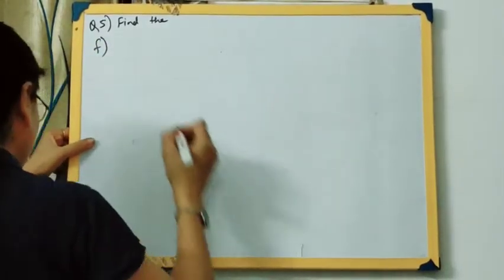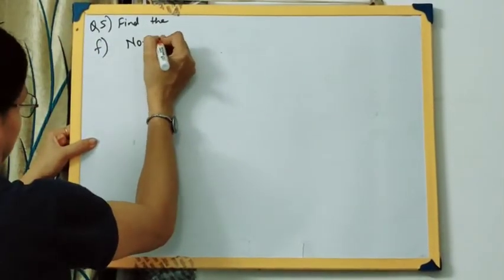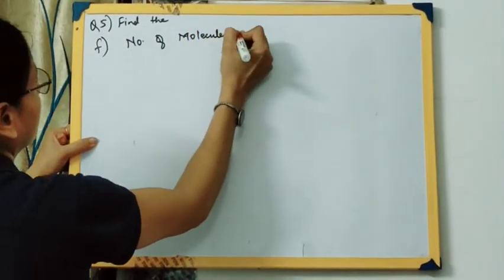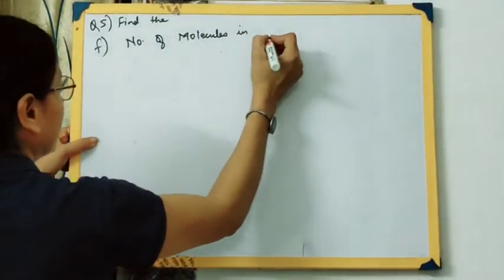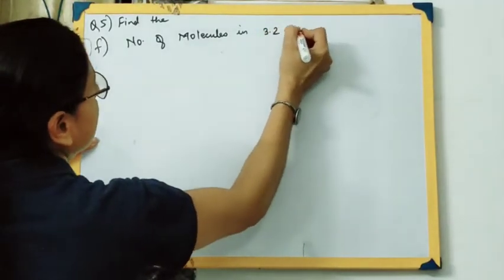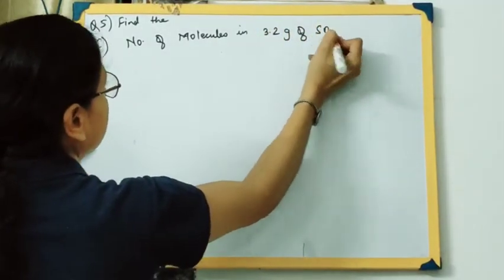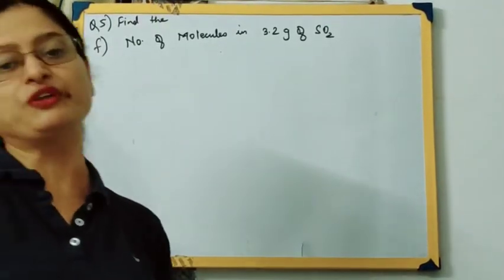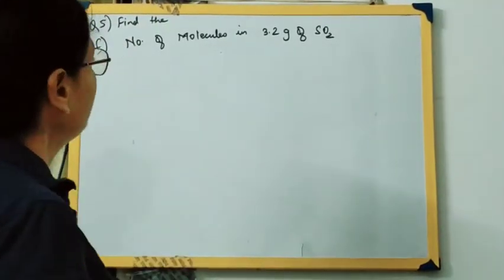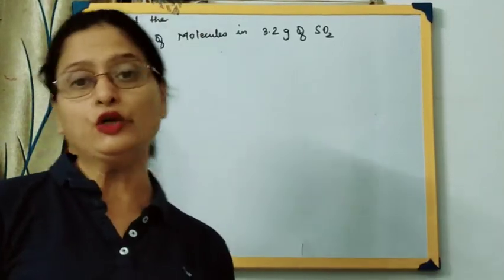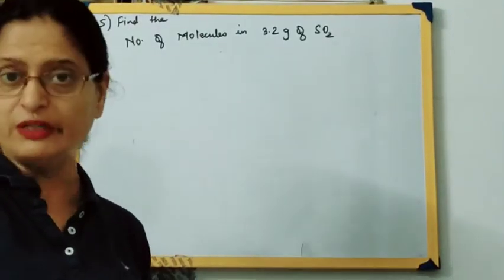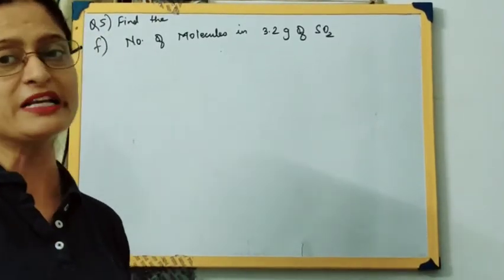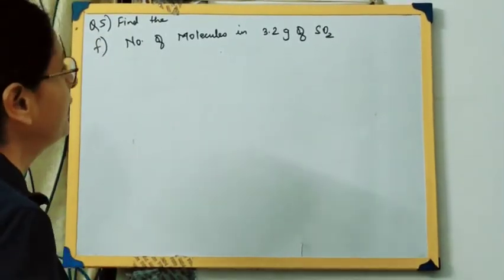F, find the number of molecules in 3.2 grams of sulfur dioxide. Number of molecules. So it is the same as the first one which we have solved. The number of molecules is moles into Avogadro's number, that is moles of sulfur dioxide into Avogadro's number, which is 6.02 into 10 to the power 23.